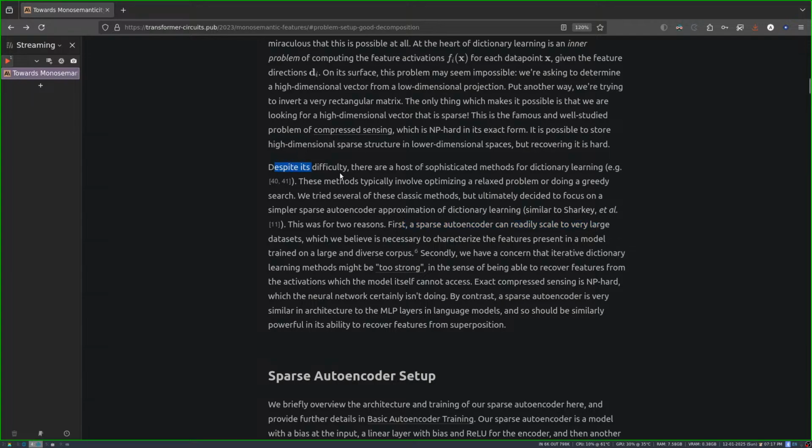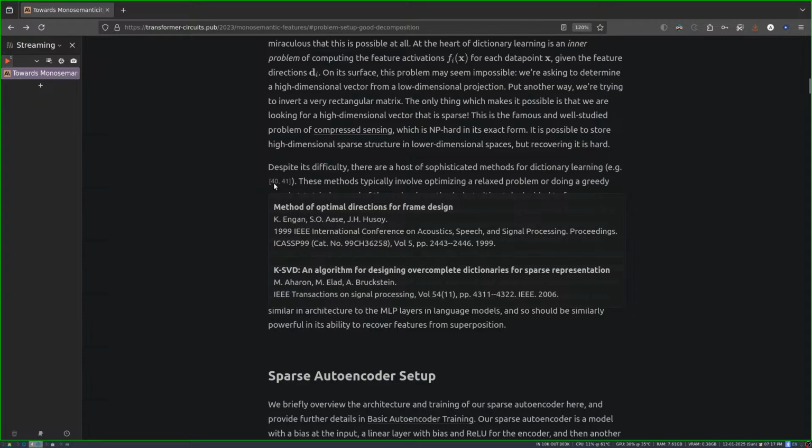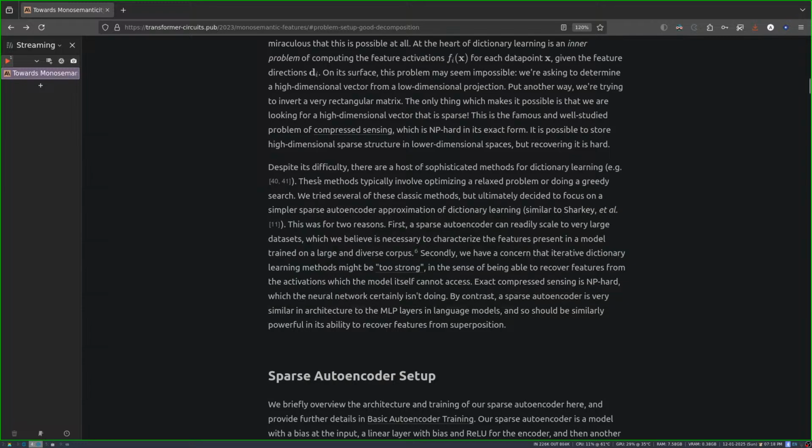Despite its difficulty, there are a host of sophisticated methods for dictionary learning. Method of optimal directions, frame design, algorithm for designing overcomplete dictionaries. These methods typically involve optimizing a relaxed problem or doing greedy search. We tried several of these methods, but ultimately decided to focus on the simple sparse autoencoder. This was for two reasons.